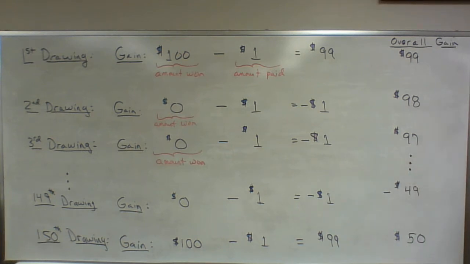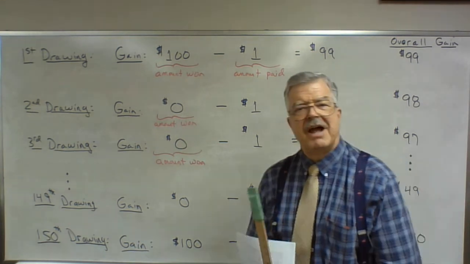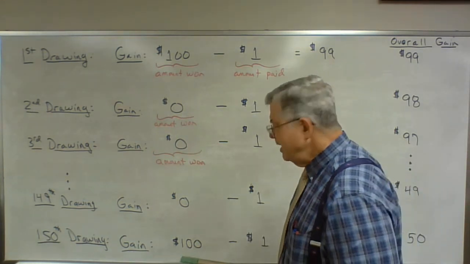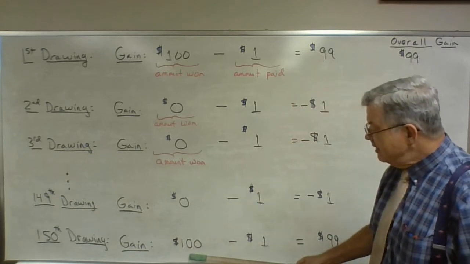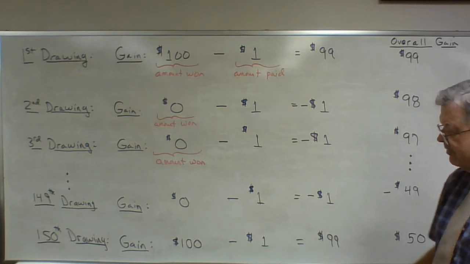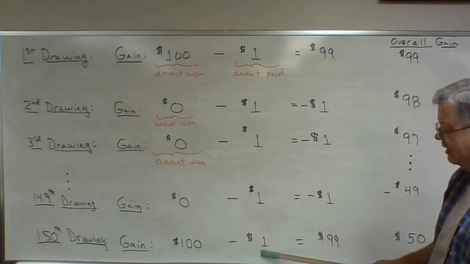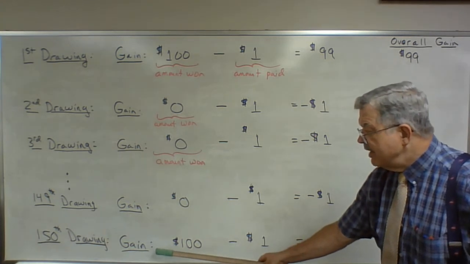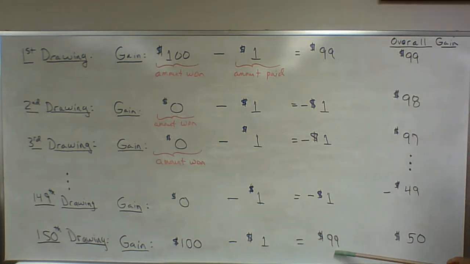They're in the hole. Overall, their overall gain after 149 drawings is -$49. And then they buy that 150th lottery ticket, and they win. They win $100 minus the $1 they had to pay for the ticket. Their gain for the 150th drawing is $99. And overall, after 150 drawings, they're back up. Their overall gain after 150 drawings is $50.